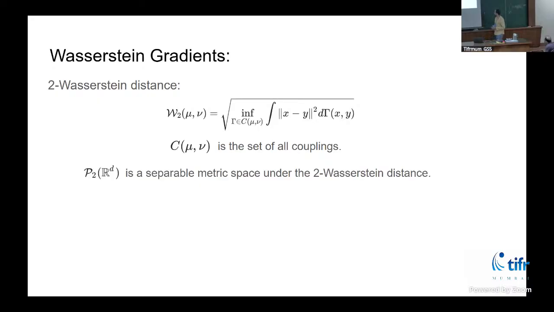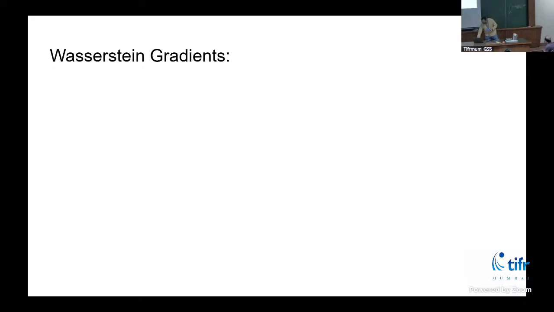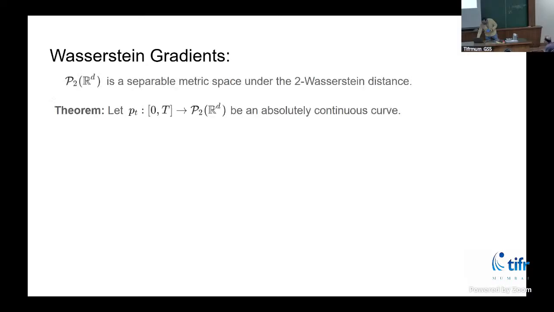Okay, so we know that P2 of R^d is a separable metric space under the Wasserstein 2 distance. It shows that it is in fact a distance, and the topology induced by it is not actually too bad. So you can do probability theory on this because it is separable, and so on. I am happy to describe more about what this means if you want more description. Okay, and it's actually quite reasonably easy to see why it is a separable metric space under the 2-Wasserstein distance.